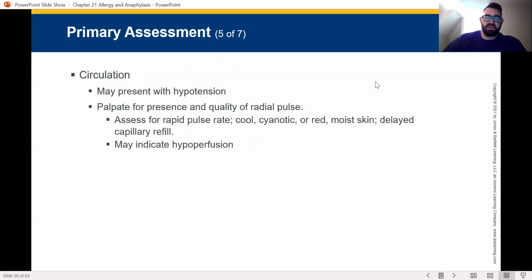So the circulation may present with hypotension. That is when they're in shock. It is anaphylaxis until that blood pressure drops. Now they're in shock.